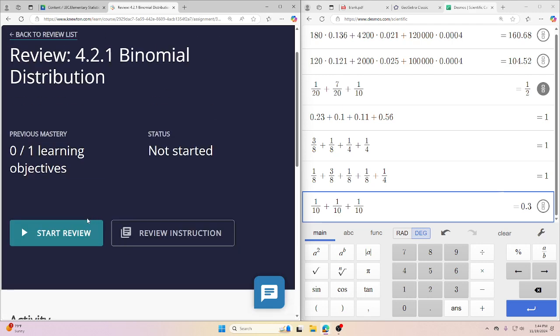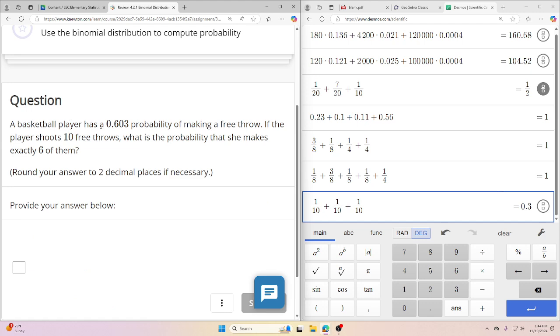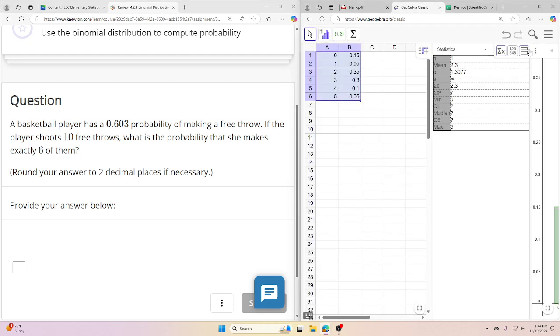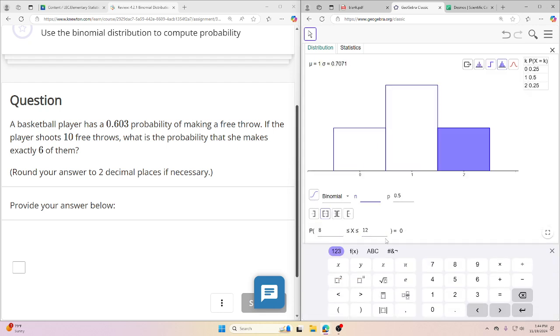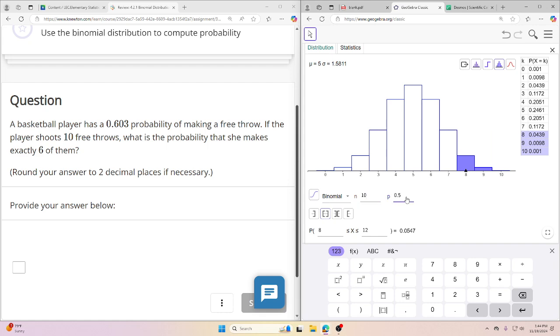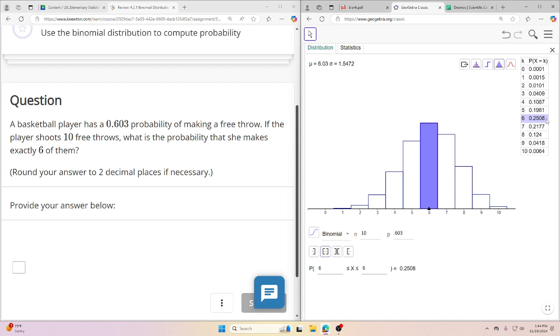So binomial, true, false, yes, no, cheese or no cheese, and we'll probably use GeoGebra here in a second. So it says we have a probability, we have a total. It says exactly 6. GeoGebra, for sure. What I want to do is a probability calculator. If you go down here to binomial, so probability calculator with the bell curve, change it to binomial. And then I can just put all my numbers in. N, 10, P, 0.603. And it says exactly 6 of them. And it's right here. You just look right there, 6.